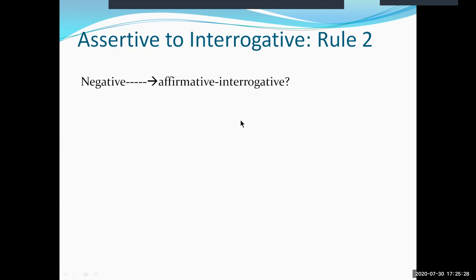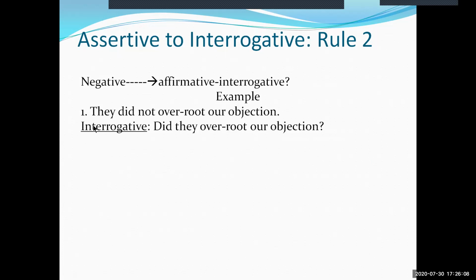Let us look at this example. They did not overrule our objection. This sentence is in the negative form, and this sentence has the negative word not. To make this sentence interrogative, we need to drop the negative word not and then take the auxiliary verb did at the beginning of the interrogative sentence, and the interrogative sentence will read like, did they overrule our objection? Mark that I have dropped the negative word while saying the answer. So this will be the interrogative form of the sentence. Did they overrule our objection?